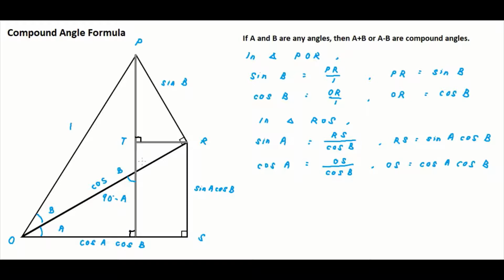Since this angle will be the same, that's why this is 90 minus A as well. So when we look at this triangle, this is a right angle triangle over here, right? So if this is 90 degrees and this is 90 degrees minus A, then what is this?